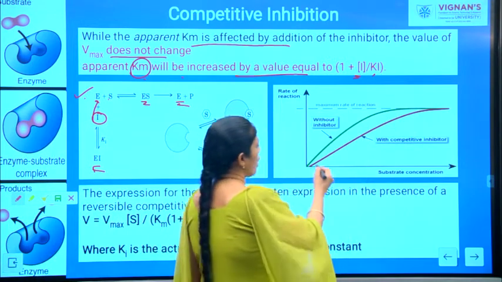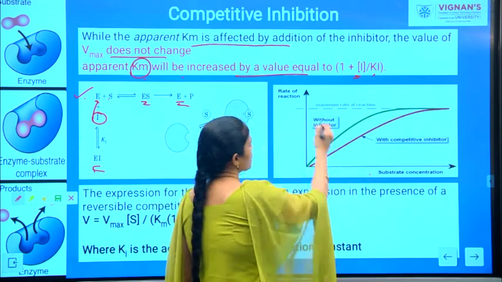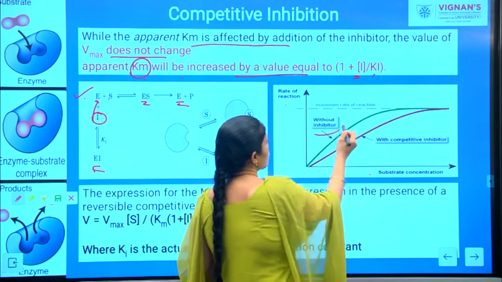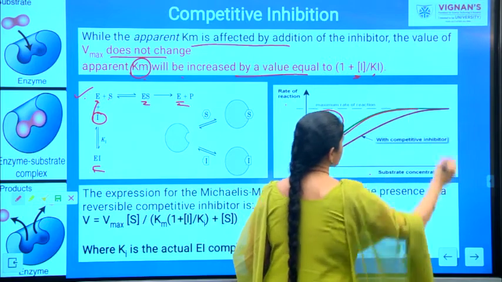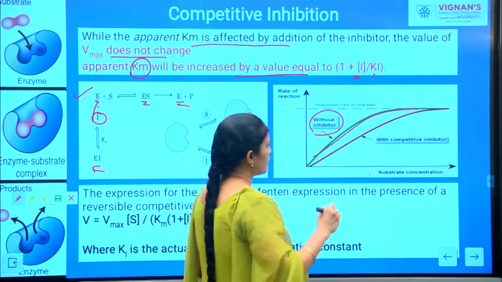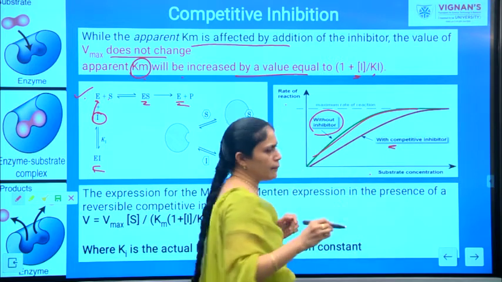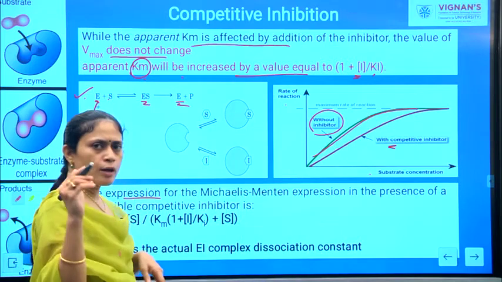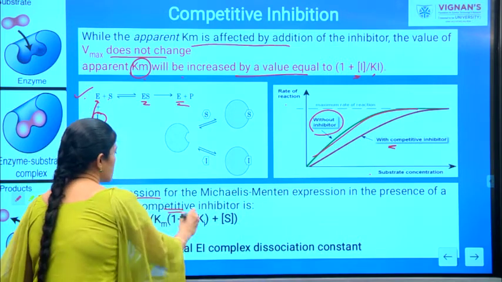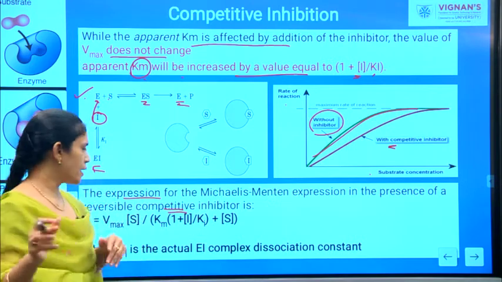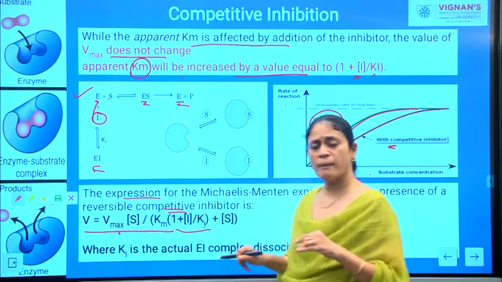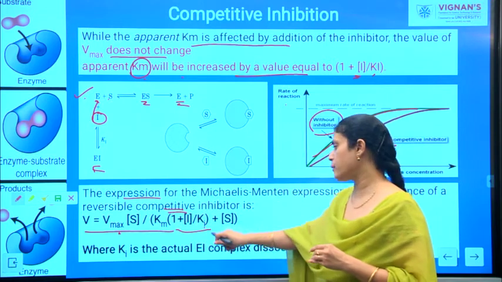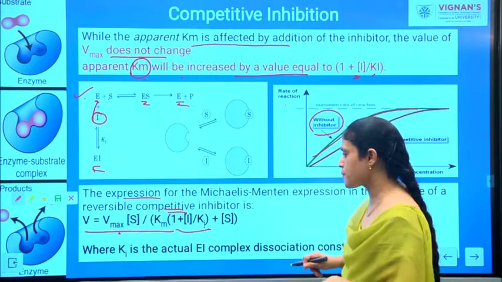Moreover, if you see this particular plot of substrate concentration versus rate of reaction, in the absence of your inhibitor, the curve will be hyperbolic in shape. But in the presence of a competitive inhibitor, we are seeing a sigmoidal shape curve. For this competitive inhibition process, what is the expression of Michaelis-Menten? It's nothing but V is equal to Vmax into substrate concentration divided by Km into 1 plus concentration of inhibitor divided by Ki, plus the concentration of your substrate.